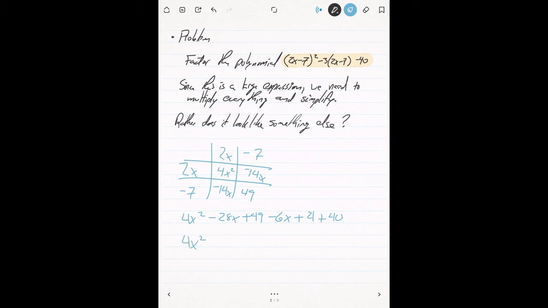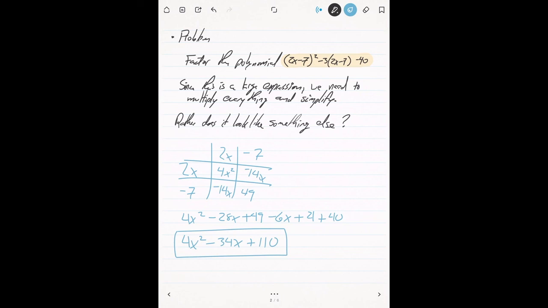4x squared, we have a negative 28 and a negative 6, so that should be negative 34x. We have the 49 and the 40 makes 89. 89 plus 1 is 90, 90 and 20 is 110, I believe. So we could say, all right, let's factor that down using the AC method. Well, that's a bit elaborate of a problem.